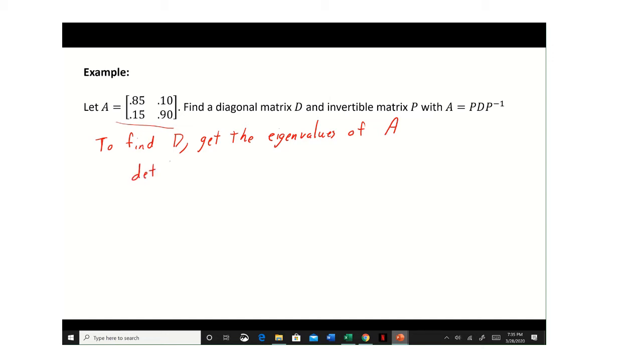Remember how to get the eigenvalues. We look for the determinant of A minus T times the identity. So 0.85 minus T, 0.15, 0.10, 0.90 minus T. What's that equal to? Well, now we start solving this out. You're going to get 0.85 minus T times 0.90 minus T minus 0.10 times 0.15.